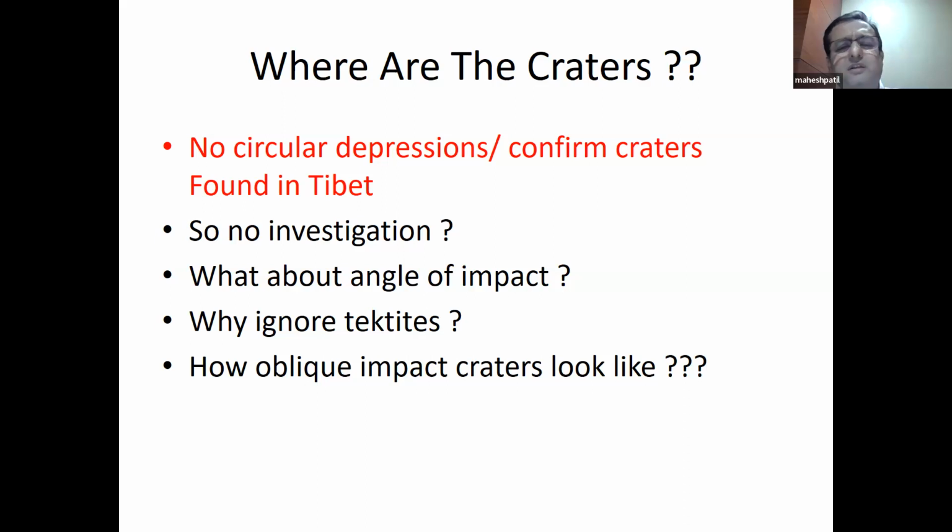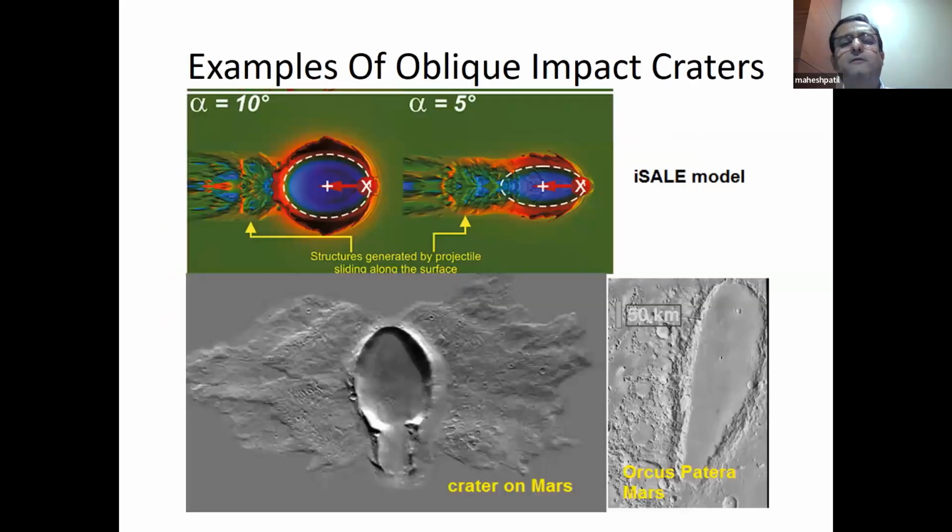Okay. So the question is how oblique impact craters look like. So these are the iSALE models that I was talking about. I have written the name, how iSALE can be checked. Small i, SALE. They are difficult people to access, but yeah, they have done some good work on angle of impact and various other factors.